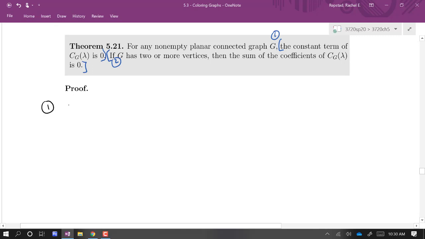So to start out, let's suppose that G is non-empty, planar, and connected.